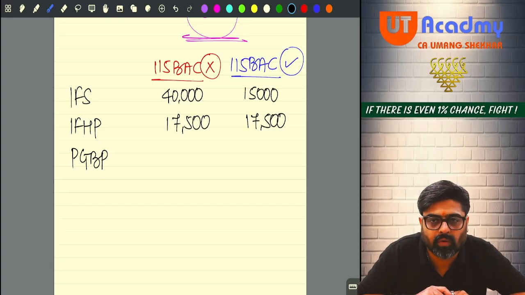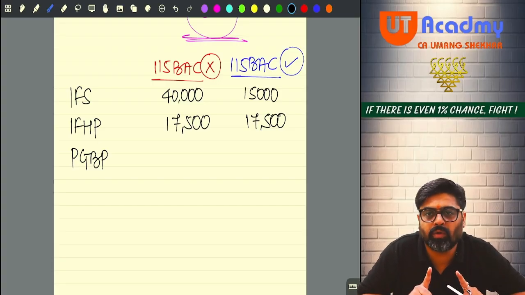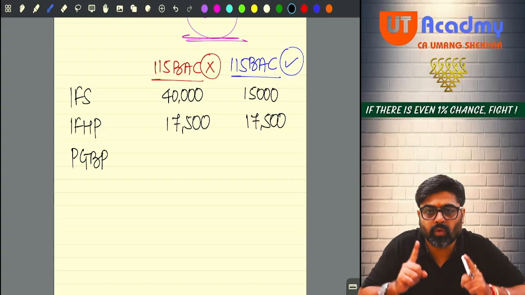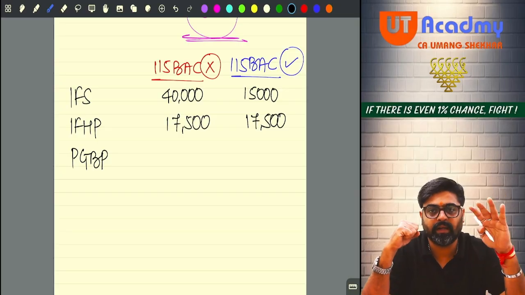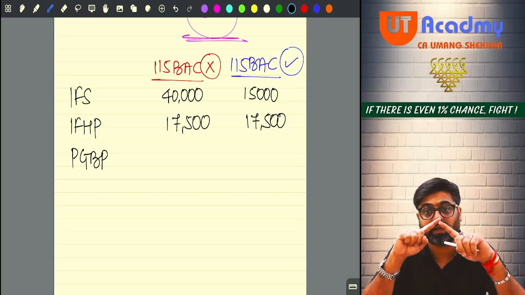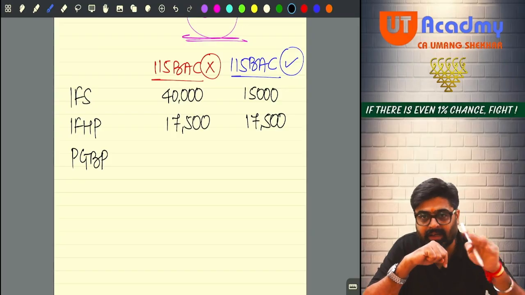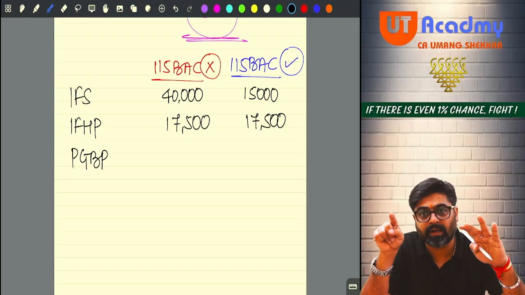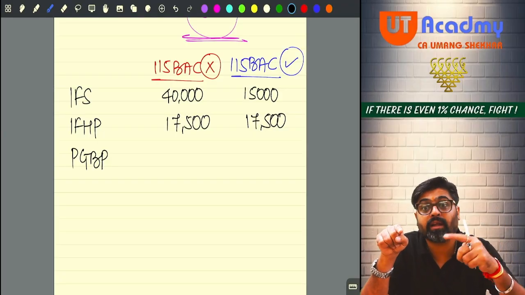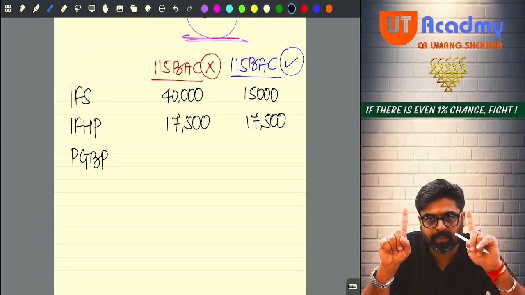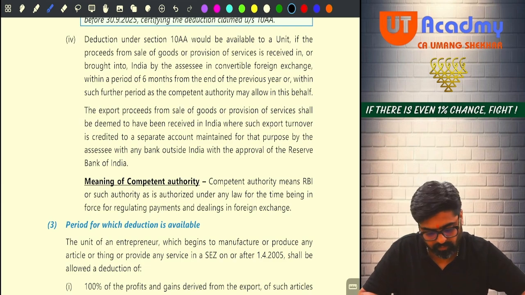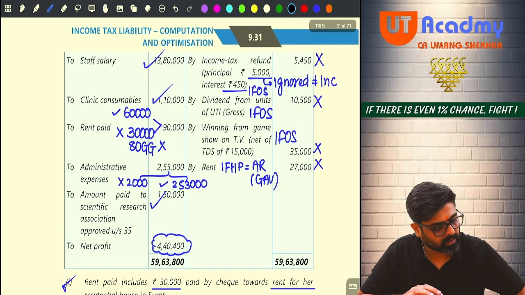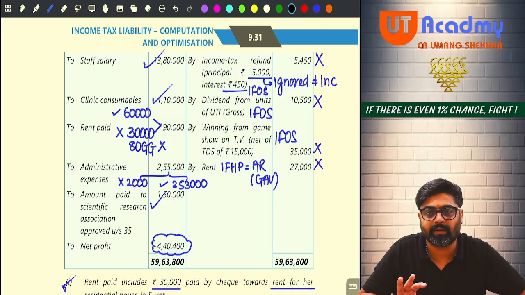Now PGBP. You will take your calculator and do whatever I tell you to do. Don't press any other button. Okay. To calculate PGBP, I take profit, and whatever expenses are disallowed, I add all those expenses, and whatever incomes are not my PGBP income, I reduce those incomes. UBE, unrecorded business expense, I reduce, and UBI, unrecorded business income, I add. Yes or no? Do you remember this? So take profit on your calculator, 4 lakh. How much is the profit? 4,40,400. Did you take the profit on your calculator?